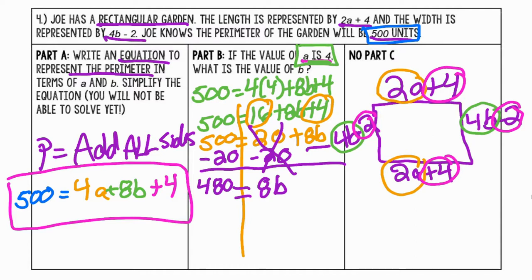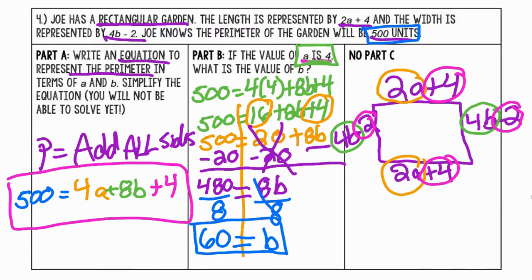So what's next? Well, I'm very close to getting b by itself, and I hope you're all screaming at me at this point. Ms. Robinson, just divide by 8, and we're done. You are right, we are. B is going to equal whatever 480 divided by 8 is. It's actually 60. You can use your calculator for that. There it is. What is the value of B?